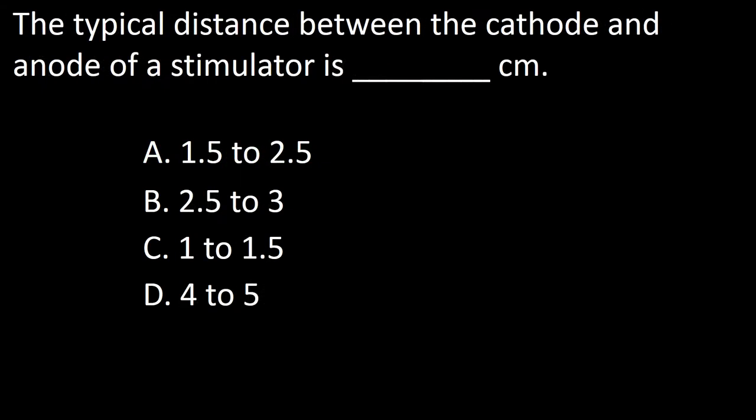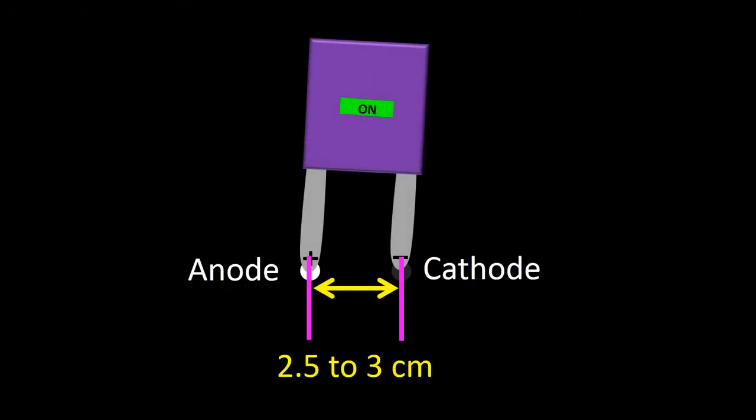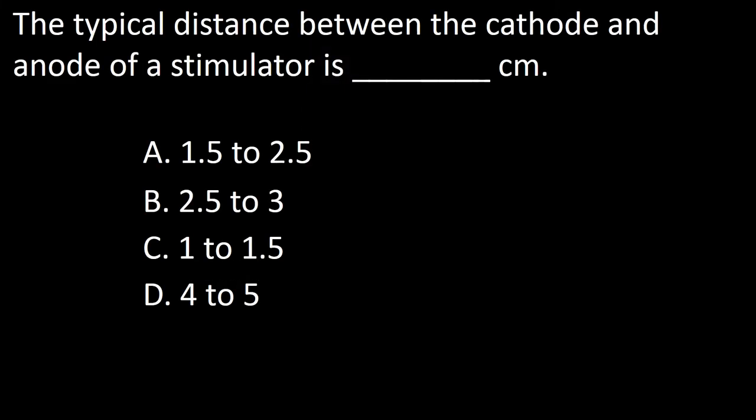Next question. The typical distance between the cathode and the anode of a stimulator is dash centimeters. A. 1.5 to 2.5. B. 2.5 to 3. C. 1 to 1.5. D. 4 to 5. The distance between the anode and the cathode is 2.5 to 3 centimeters in most stimulators. So the answer to this question is B.